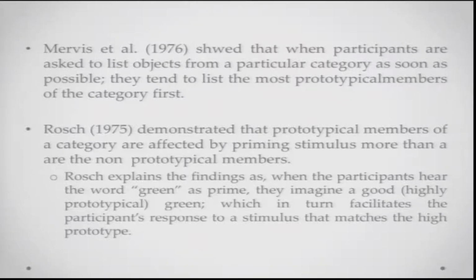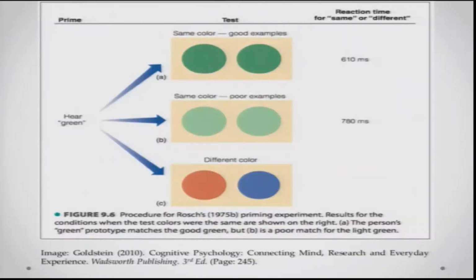Roche demonstrated that highly prototypical members of a category were also most affected by the priming stimulus, more than the non-prototypical members. Say, for example, they explained the findings such as, because the participant hears the word... I will show you their experiment. What they did was the participants were hearing the word green and they were supposed to choose out of these options.